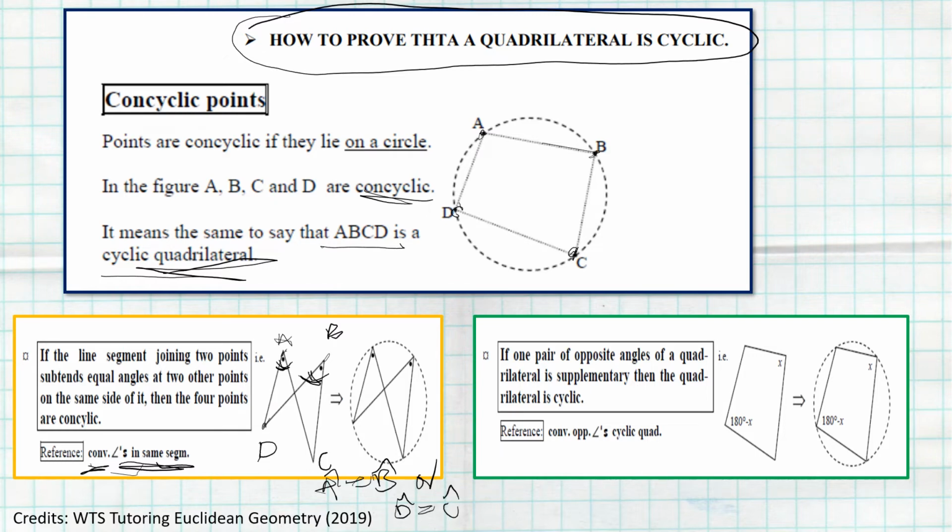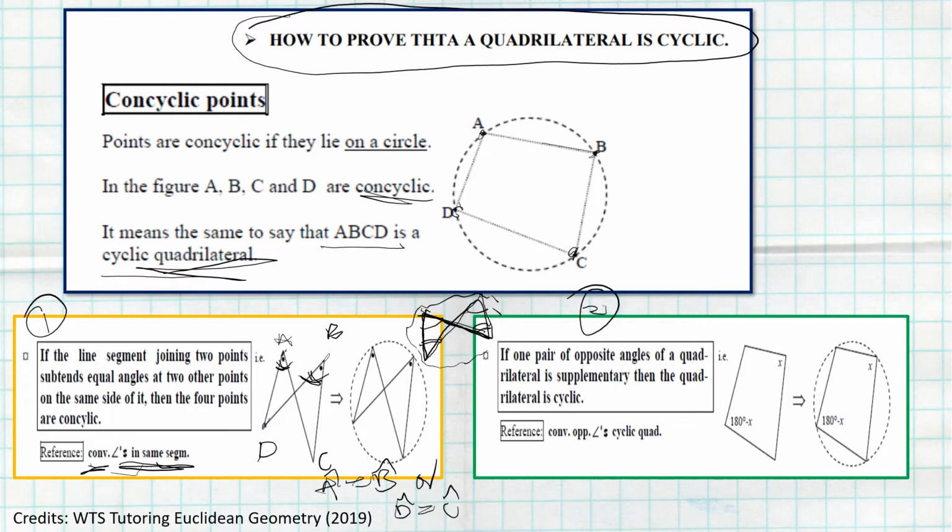That is the first way, and we normally use this if the quadrilateral we are given forms that bow-tie shape. If you manage to prove that this angle is the same as this one, you can conclude that there's a circle around it, meaning it's concyclic, because converse angles in the same segment are equal.